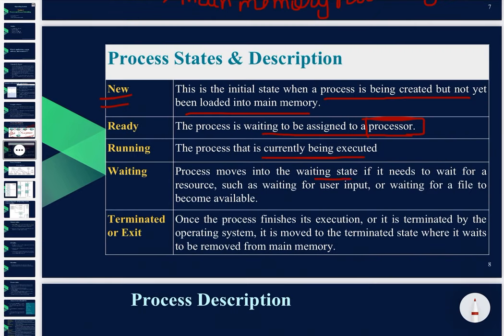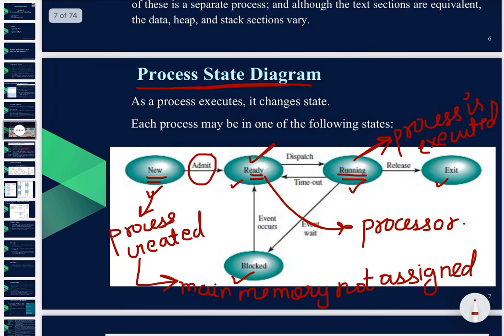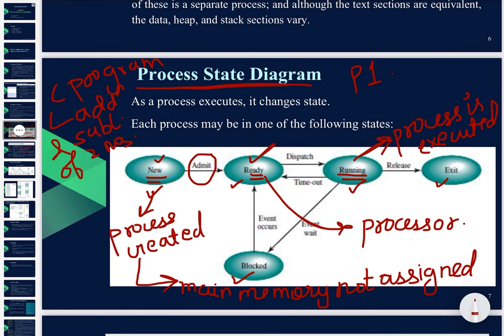Waiting state: the process moves to the waiting state if it needs to wait for a resource, such as waiting for a user input or waiting for a file to become available. So there is a process P1. Now this process is again the C program for addition and subtraction of two numbers. So this process was first created, so it is in the new state.